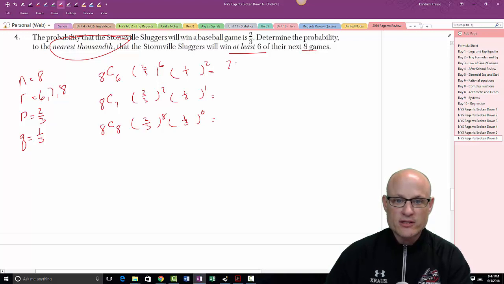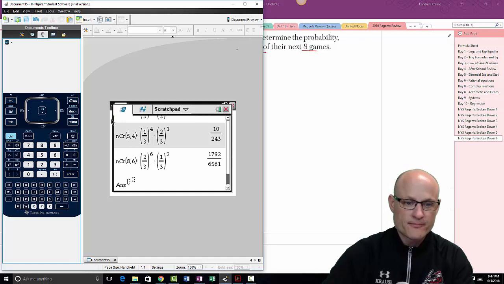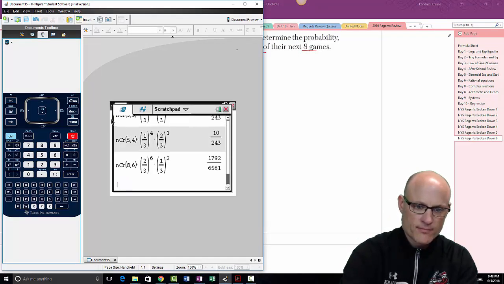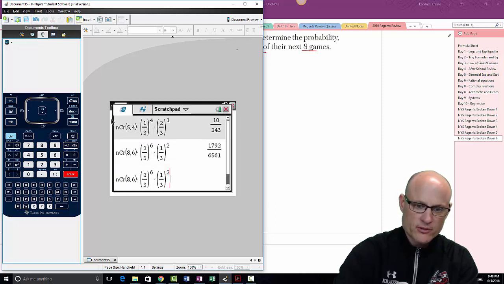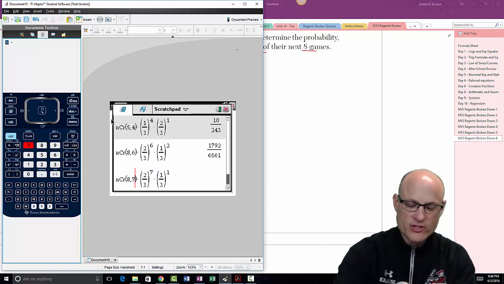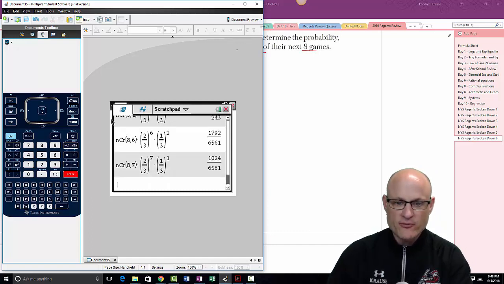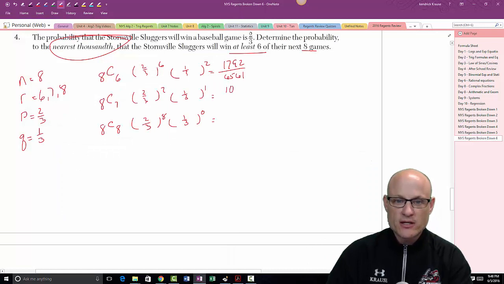So 1792 over 6561. The up arrow, enter, change this to a 1, change this to a 7. A lot of kids, when they do it, just change the exponents, but forget to change it in the combinations too. 1024 over 6561.